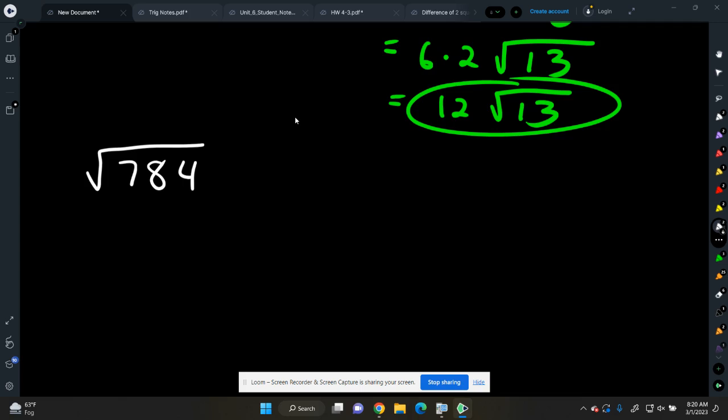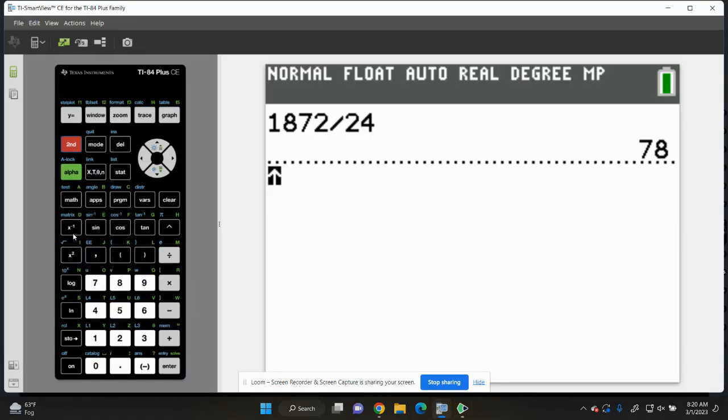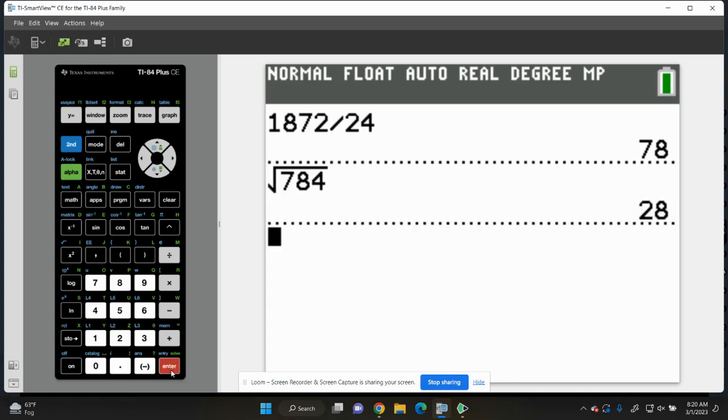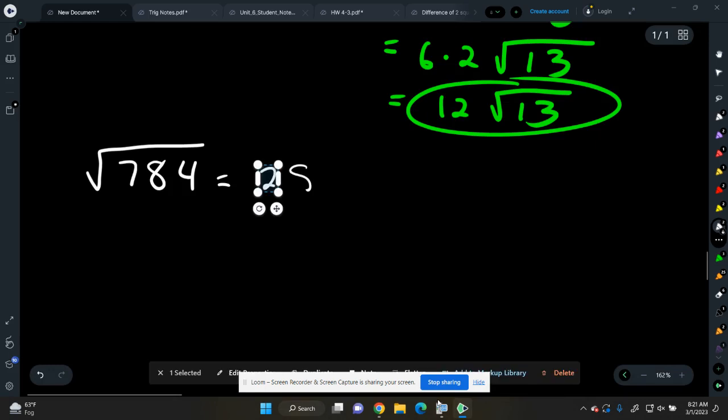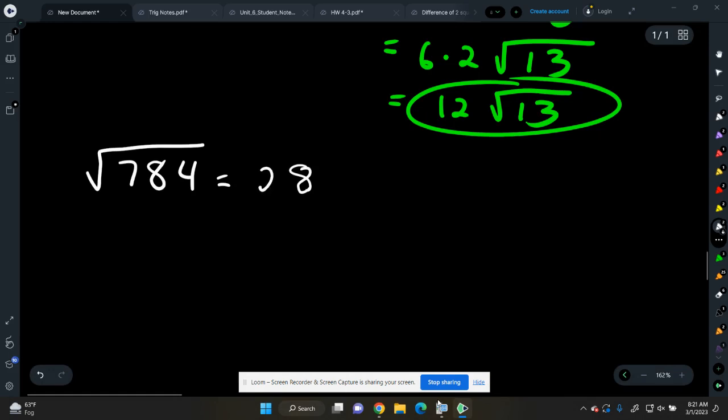Okay, so if I go in my calculator and I do the square root of 784, okay, so is that good? 28. That's a nice one, right? That's nice and easy. So we're good. That one's 28. By the way, if I look at your homework, am I going to see a bunch of decimal points in the answers? Okay, good job.